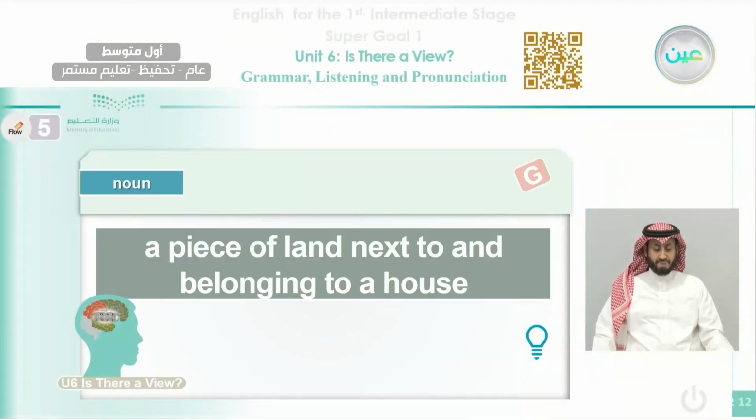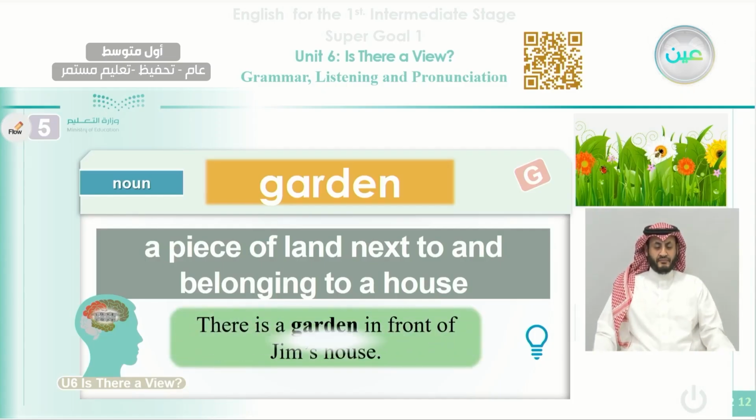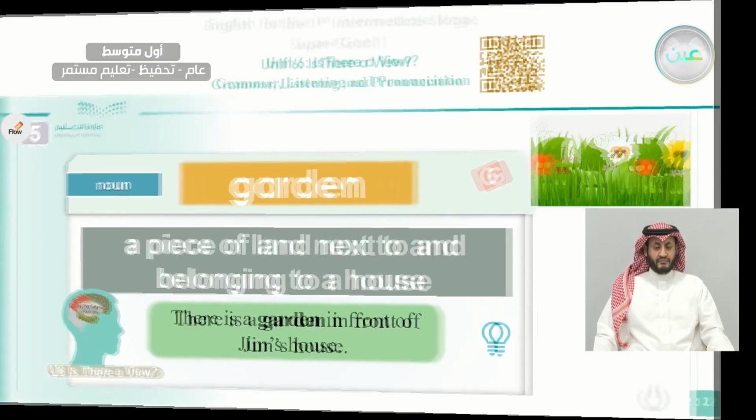And we talk about another noun starting with G, a piece of land next to and belonging to a house. Like this one, it's called garden. What is a garden? Again, a garden is a piece of land next to and belonging to a house. Okay. Here we read an example. There is a garden in front of Jim's house.